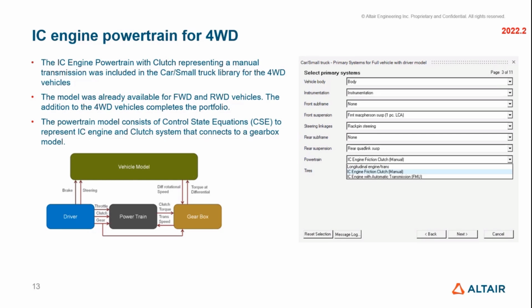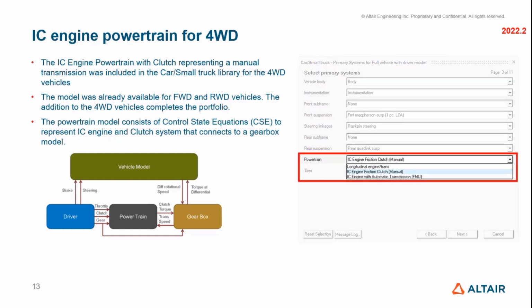Now talking a little bit about powertrain. We have in the vehicle library an IC engine powertrain that was present for front wheel drive and rear wheel drive vehicles. Now we include this in 22.2 in the four wheel drive vehicle as well. So this can be selected here under the powertrain. Now this IC engine does not use an external control. It's a logic implemented inside Motion. So there is a control state equation and basically it represents an IC engine and a clutch system that connects to the gearbox. Now this gearbox is a manual type.